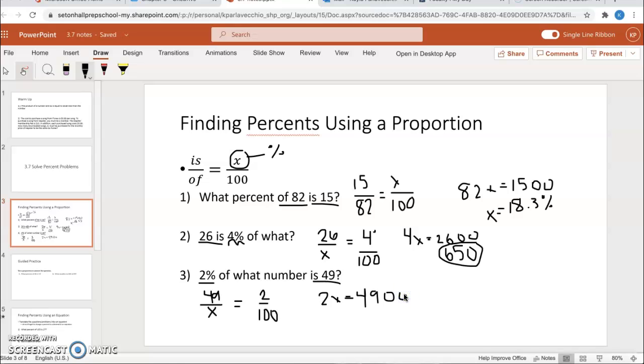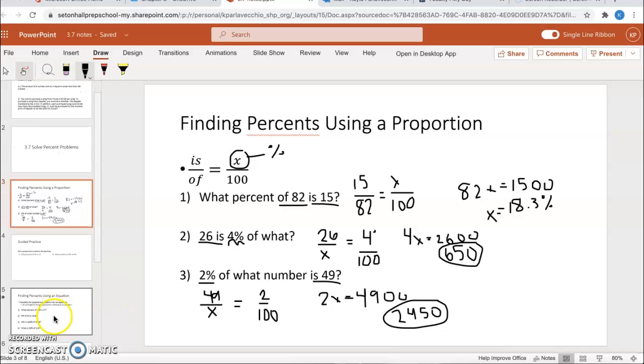And we would get that x is equal to 2,450. Again, that should make sense because 2% is really small. So 49 is only 2% of a really big number.